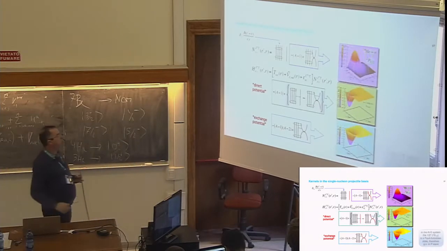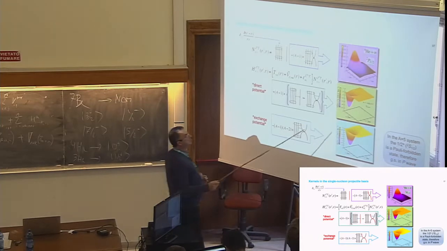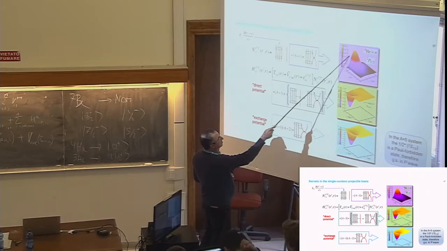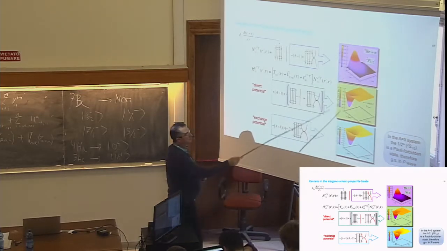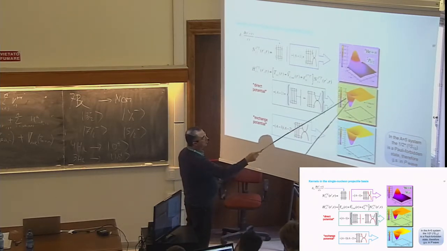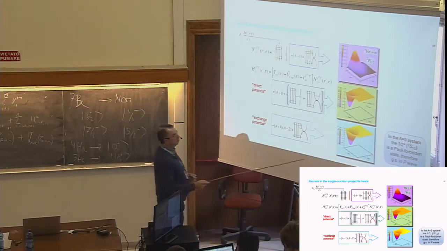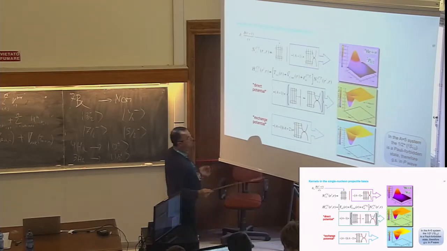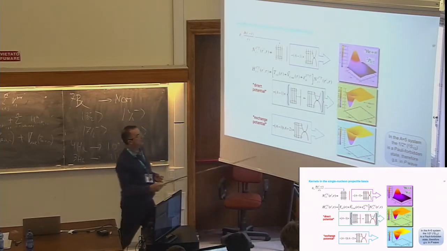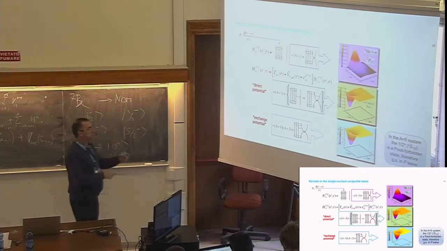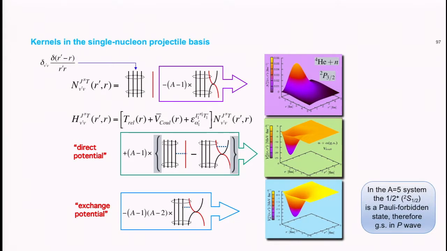On the other hand, if I use P waves, then it's completely different. This is very small; you can see the scale change, so this is like 0.0. And this has both the same sign, so these add up and give you a strong attractive potential. That allows you to get your ground state of helium-5 in this 3/2 minus, P3/2 state. So this is just a pictorial representation of these potentials and this kernel that we get from this type of calculation.